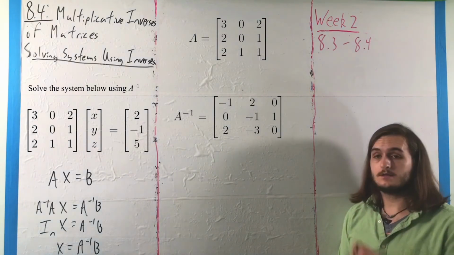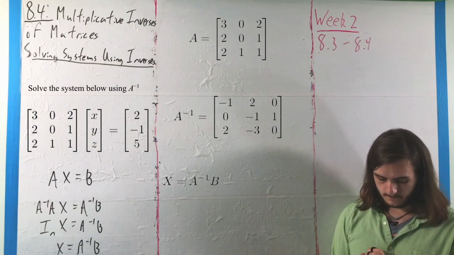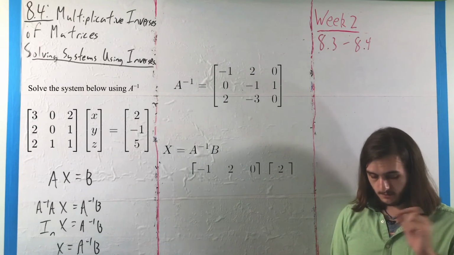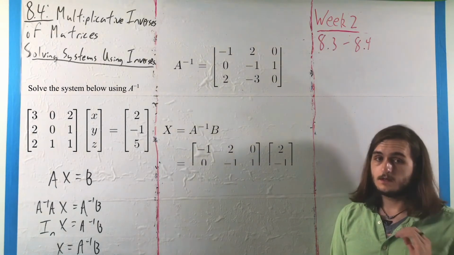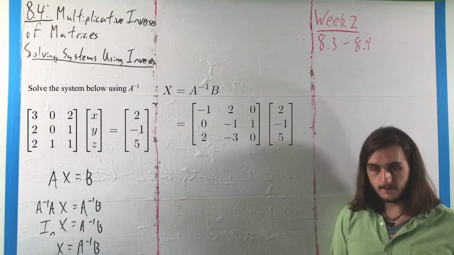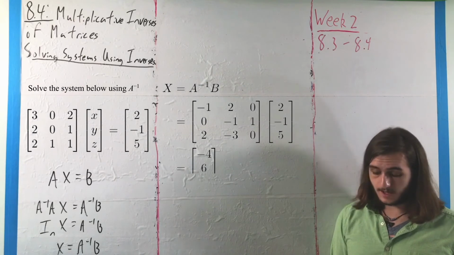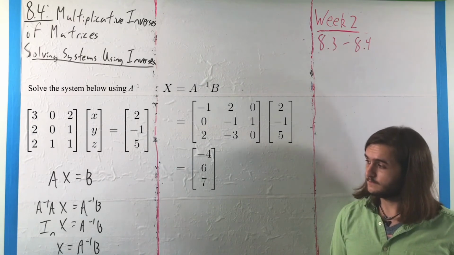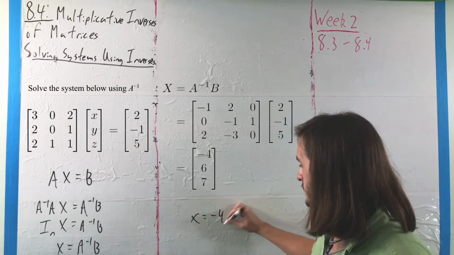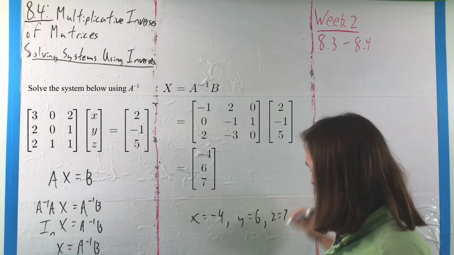So if we want to find X, we just take X equals A inverse times B, -1, 2, 0, 0, -1, 1, 2, -3, 0, times the 3 by 1 matrix, 2, -1, 5, and we get the 3-row, 1-column solution for X, -4, 6, 7. So, we get the solution. X equals -4, Y equals 6, and Z equals 7.